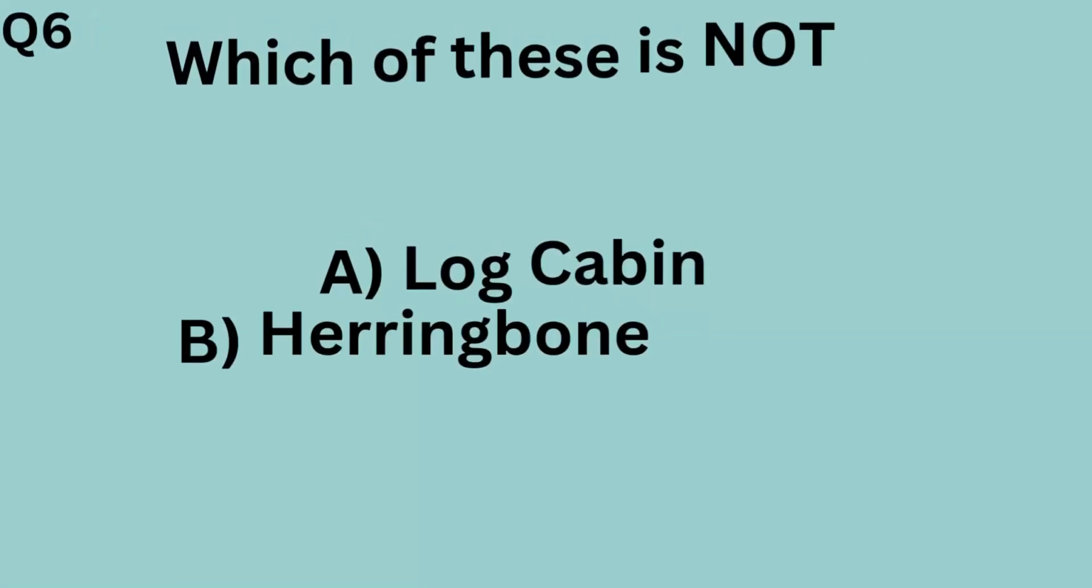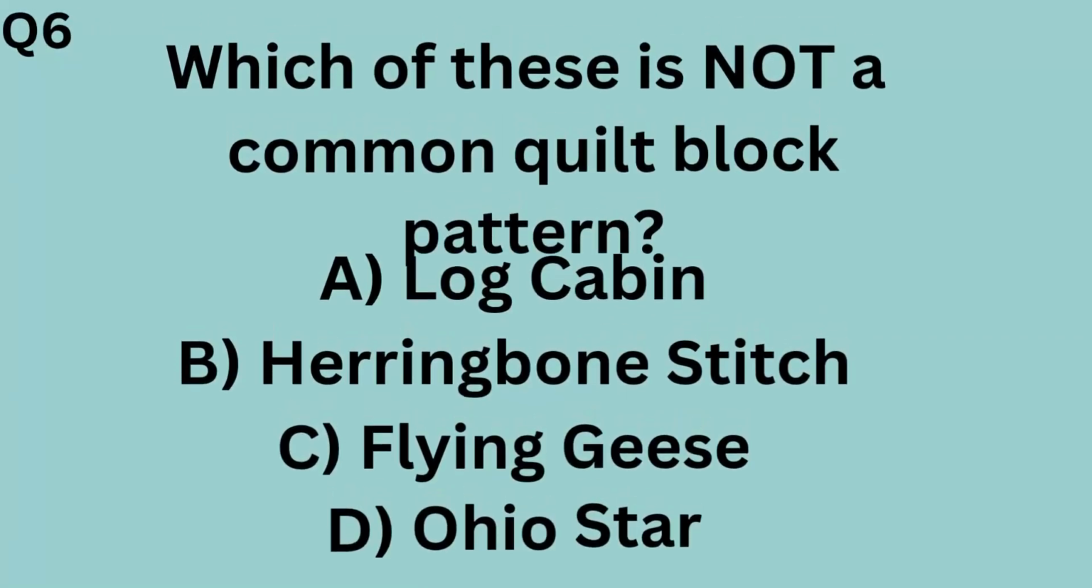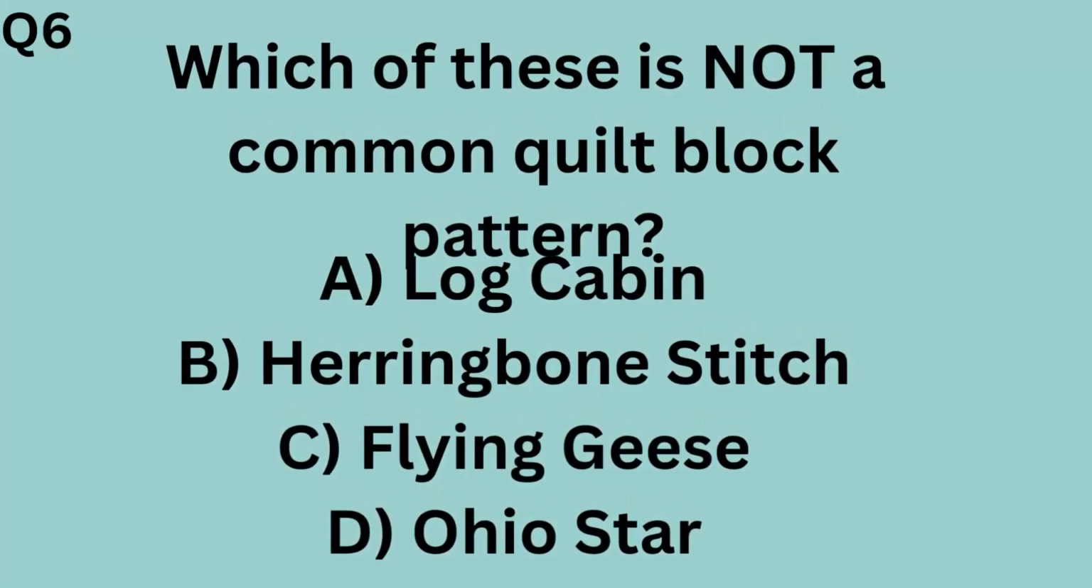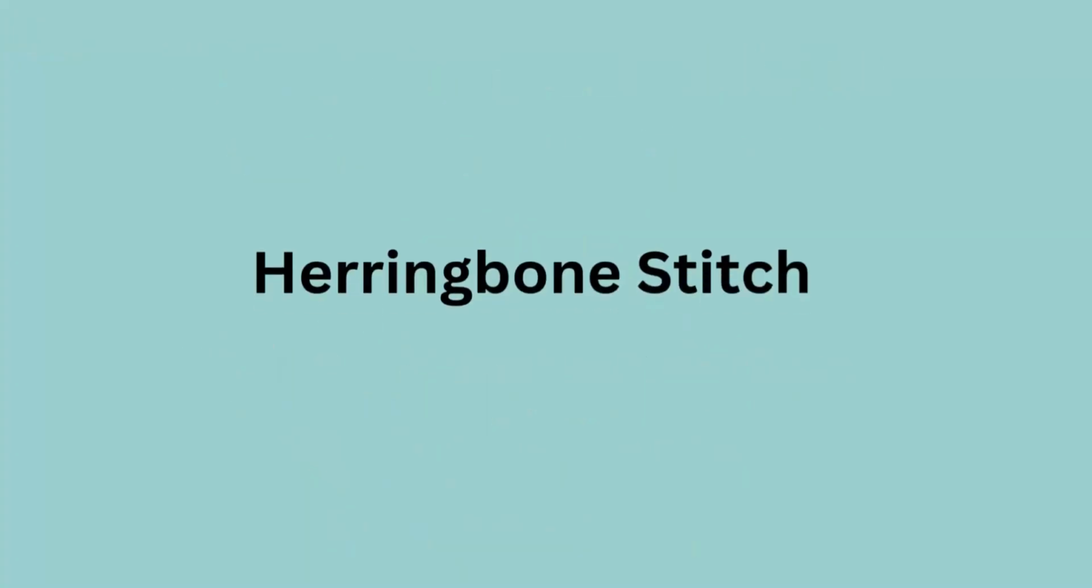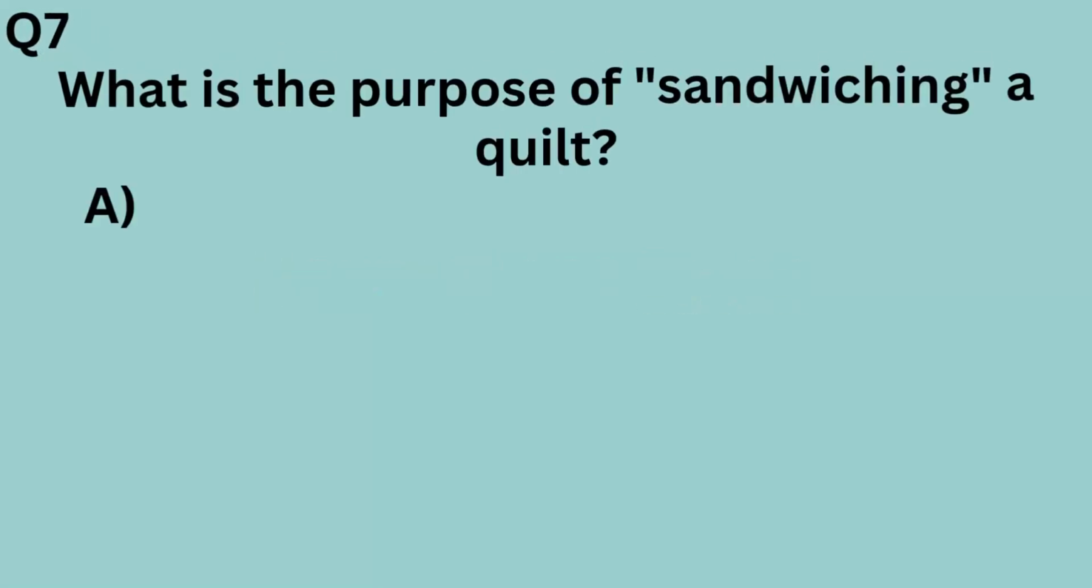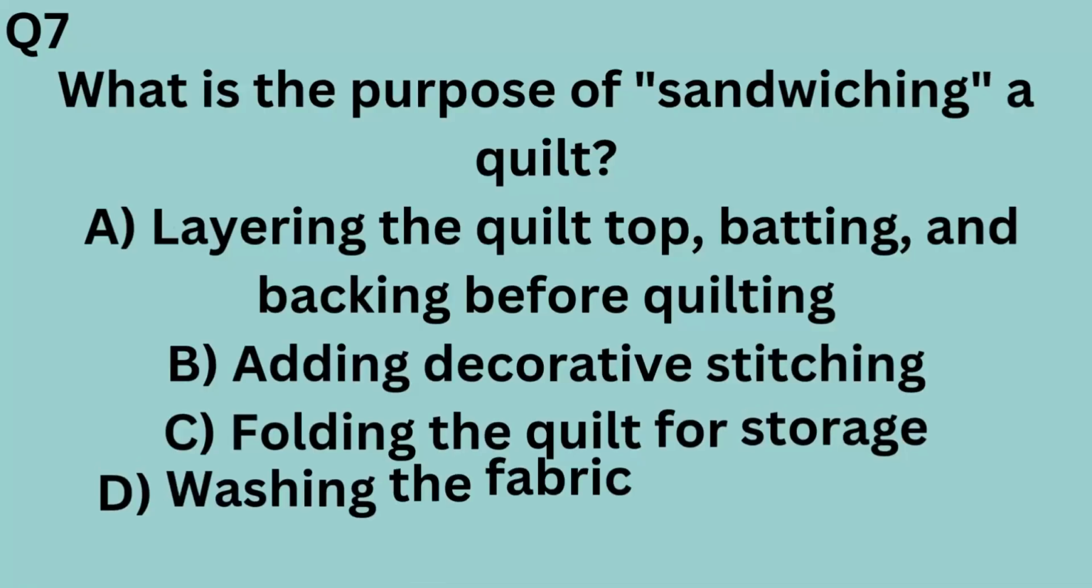Let's move on. Which of these is not a common quilt block pattern? A, log cabin, B, herringbone stitch, C, flying geese, D, Ohio star. The answer is, of course, herringbone stitch. It is not a quilt pattern. It's a type of stitch. Let's continue.